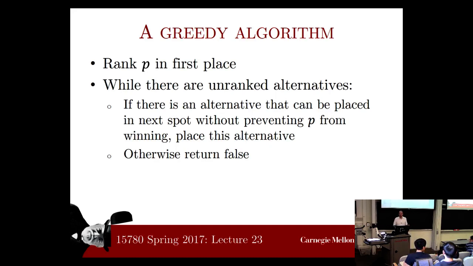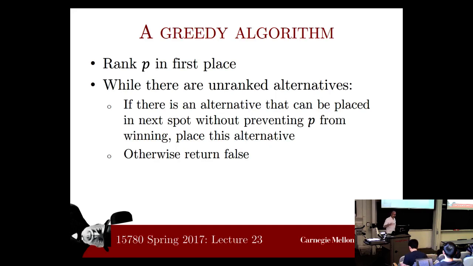So this greedy algorithm tries to construct a vote for the manipulator that would make P win under the given voting rule. It does it iteratively by placing alternatives one after the other in slots. And if at some point it sees that it can't make P win, then it just says, oh, there's no manipulation. Okay? So here's what it does specifically. It first puts P first. Right? So it puts the preferred alternative in the first place.